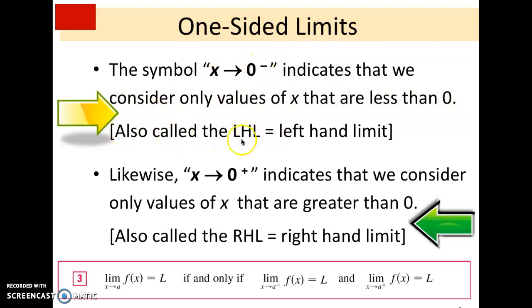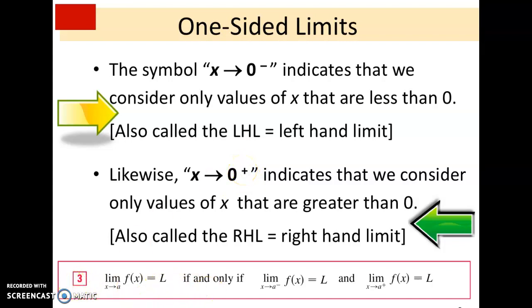This is called the LHL, or the left-handed limit, because we're coming in from the left side of 0, or the negative side of 0. Likewise, the notation x approaches 0 with a superscript of a positive indicates that we consider only values that are greater than 0. This is called the right-handed limit, or the RHL. We're considering only values coming in from the right, or in other words, from the positive side of 0.